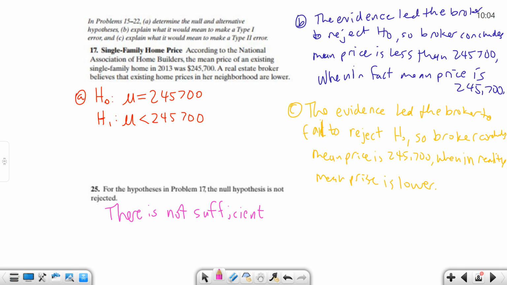All right? So there is not sufficient evidence, right, to conclude the mean price is lower. And I'm cutting some of it off, right? There's not sufficient evidence to conclude that the mean price of houses is less than 245,700 in her neighborhood. So there is not sufficient evidence to conclude that it's lower in her neighborhood, okay?